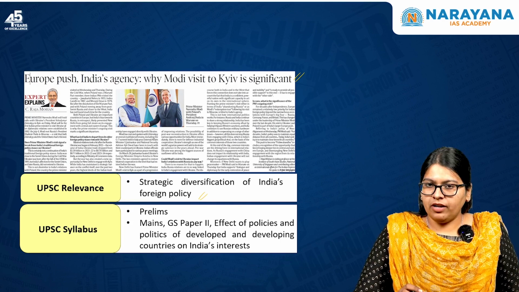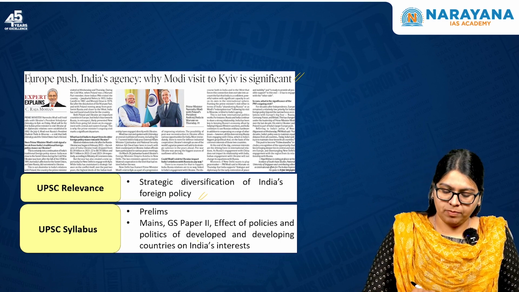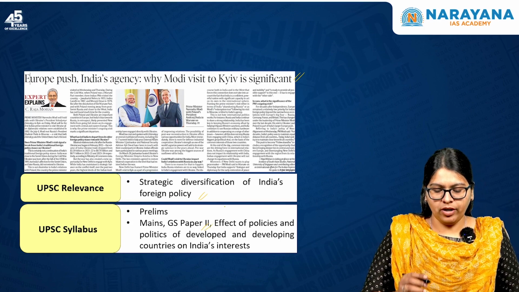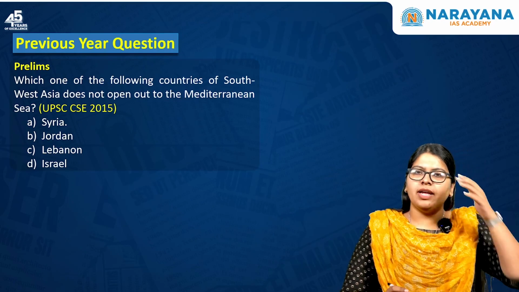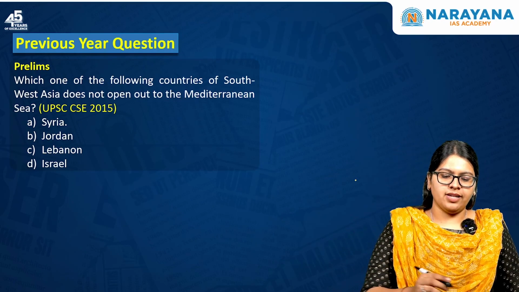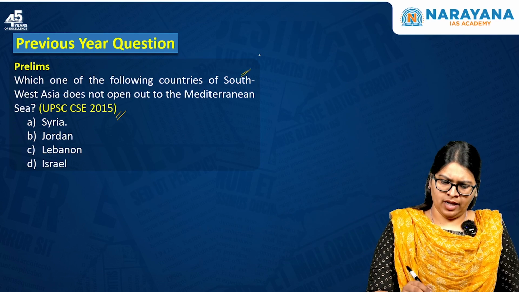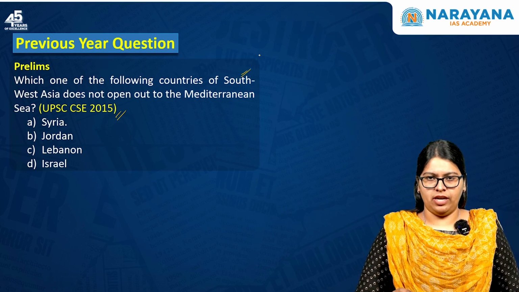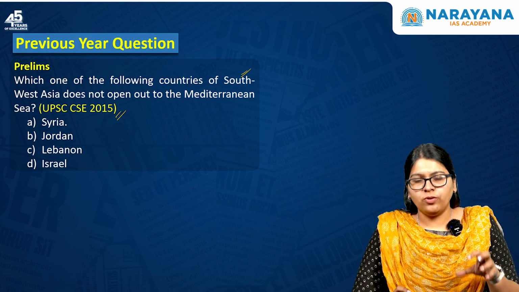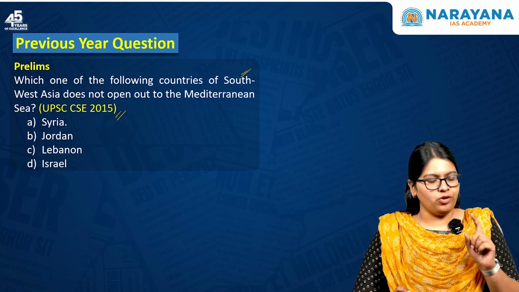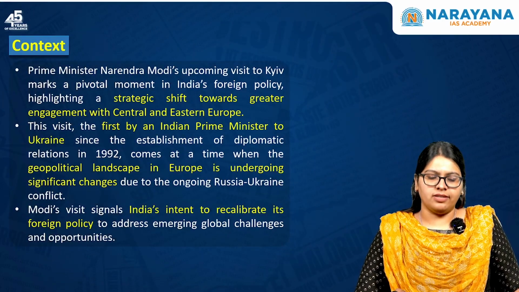This topic becomes important for both the prelims as well as the mains examination under GS Paper 2, effect of policies and politics of developed and developing countries on India's interest. Moving forward, there has also been a previous year question, asked in 2015, on which of the following countries of Southwest Asia does not open out to the Mediterranean Sea. So map questions, especially with respect to these international relations news and topics, become very, very important for your prelims examination. Now moving forward, let us understand what this article is discussing.